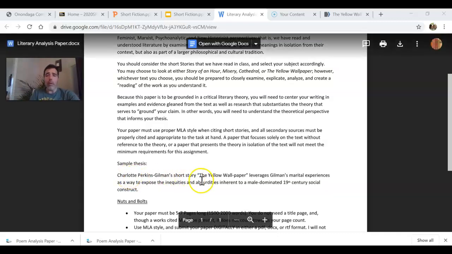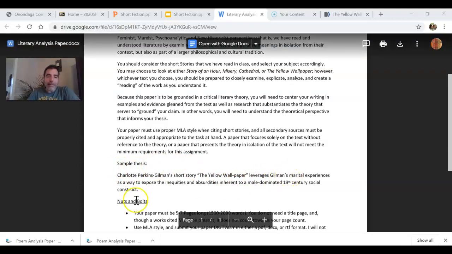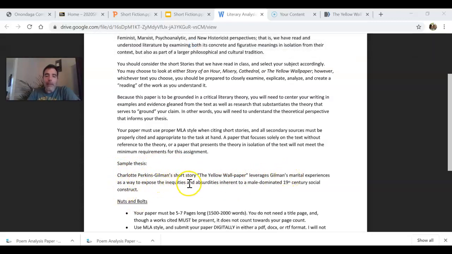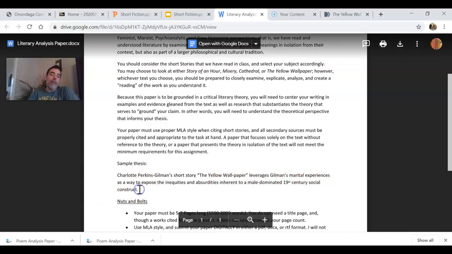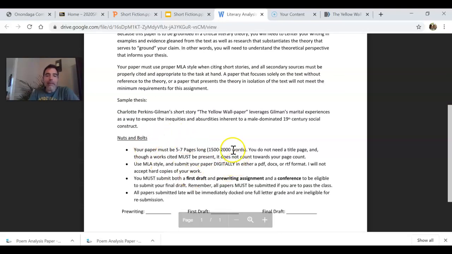But if you want to use The Yellow Wallpaper, your thesis might read something like: Charlotte Perkins Gilman's short story, The Yellow Wallpaper, leverages Gilman's marital experiences as a way to expose the inequities and absurdities inherent to male-dominated 19th century social constructs. So essentially, the short story is a way to point to problems with 19th century gender structures or power structures.